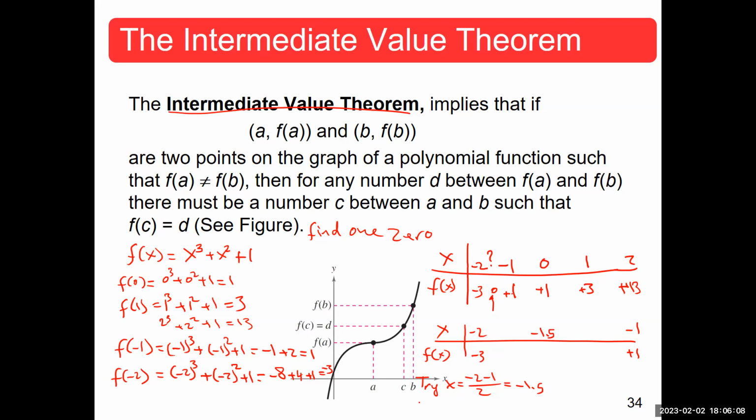Let's plug in. F of negative 1.5 equals negative 1.5 to the power 3 plus negative 1.5 to the power 2 plus 1. Well, the solution is not in the book, so I don't remember the answer. Let me get my calculator and try to get the answer.